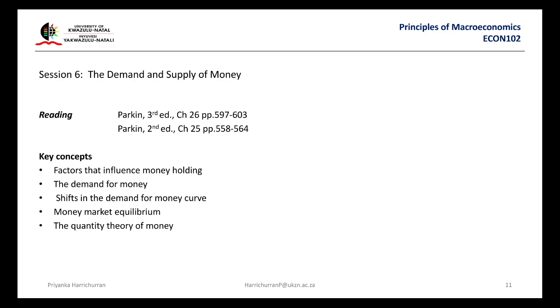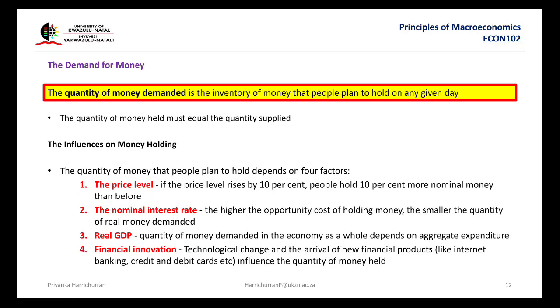So, demand and supply of money. You know how we get the demand and supply curve? We get it with money also, right? The quantity of money demanded is the amount of money that people want in their hand. This is very important. So literal cash in their hand, or coins, is the money that people plan to hold at any given day, right?